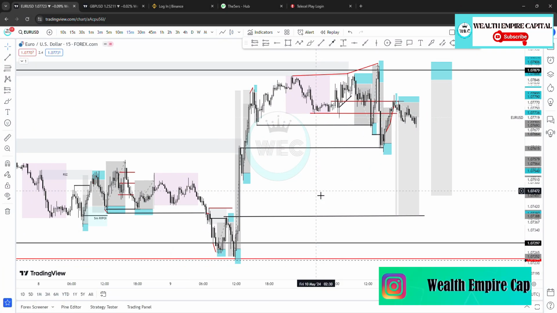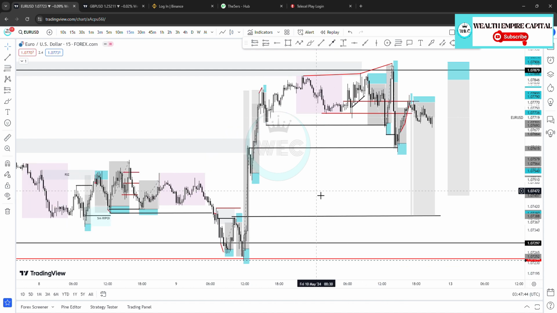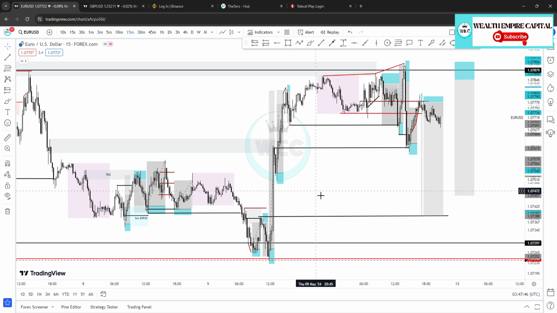So yeah, a new trading week is about to start, and I'm here to share with you my directional bias on Euro USD, and then if there is enough time, we'll look at GBP USD.